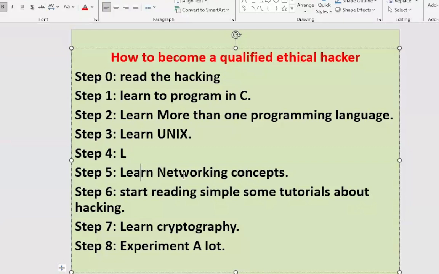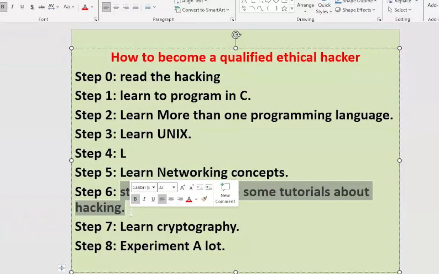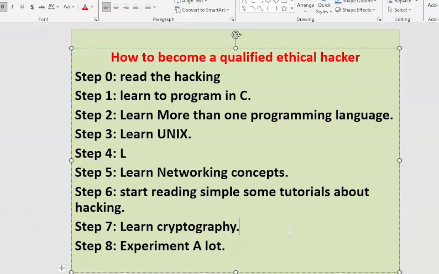Then start reading simple tutorials about hacking. You must start reading some tutorials about hacking. Then learn cryptography. You must know what is cryptography.